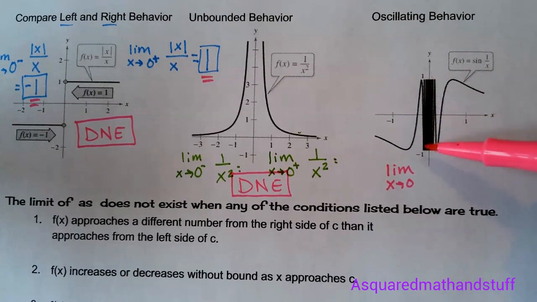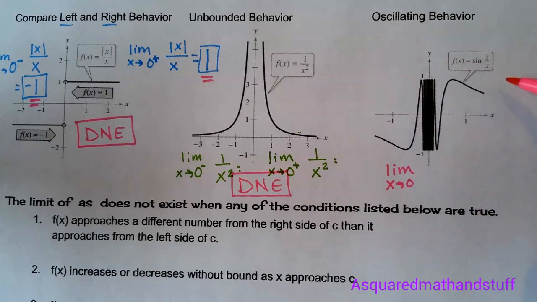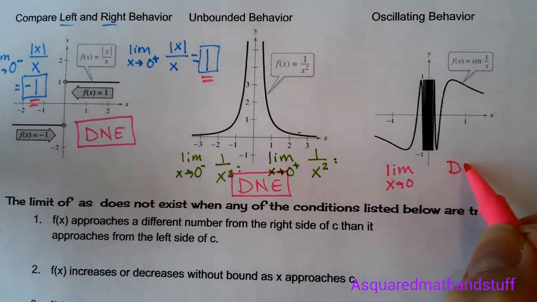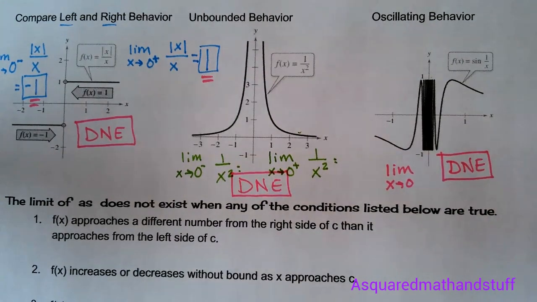1 and -1, 1 and -1. Again, you can check it on a table, but you'll never be approaching the exact same number, because it just jumps back and forth between 1 and -1 for our y values. So that is why this limit does not exist as well.